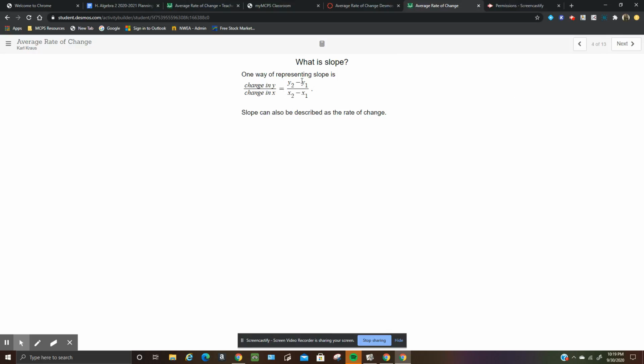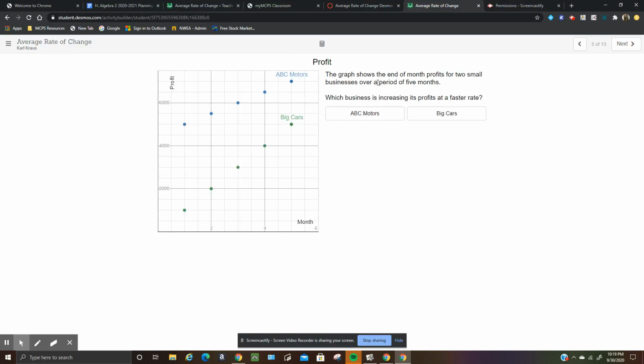One way of representing slope is the change in y over the change in x. Here's the formula: y2 minus y1 divided by x2 minus x1. Slope can also be described as the rate of change. This graph shows the end of month profits of 2 small businesses over time. Which business is increasing profits faster? This one, Big Cars, has a steeper slope.